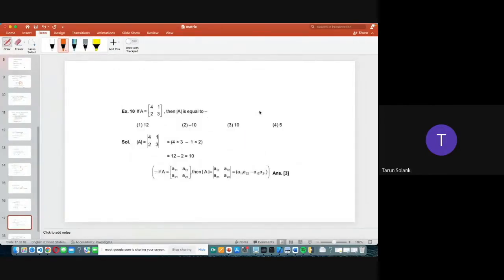Now next is, if A is given as 4 1 2 3, then the modulus of A is equal to what? Okay, so when you solve 4 into 3 minus 1 into 2, you will get 10. Okay, so option 3 is the correct answer. This one was a very easy problem. Okay, a11 a12 a21 a22, so just a11 a22 minus a12 a21. Okay, so this was the determinant of a matrix, and we will get the value as 10.